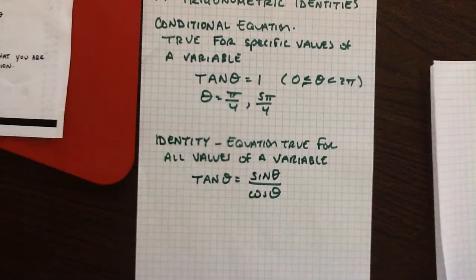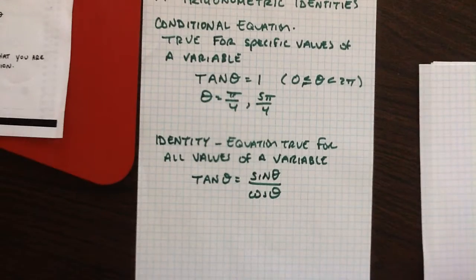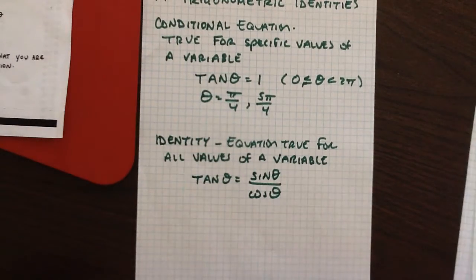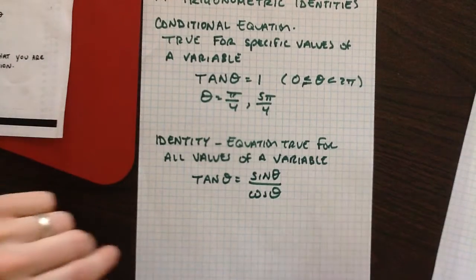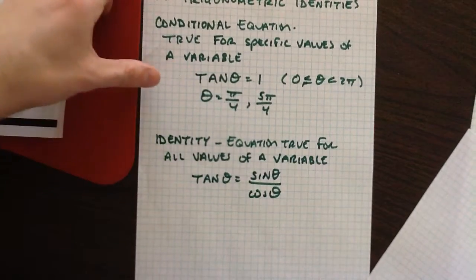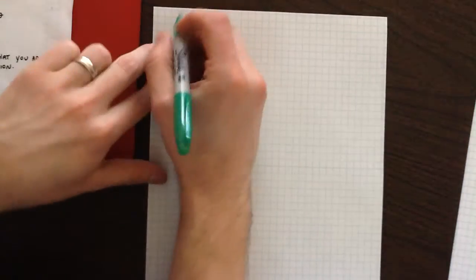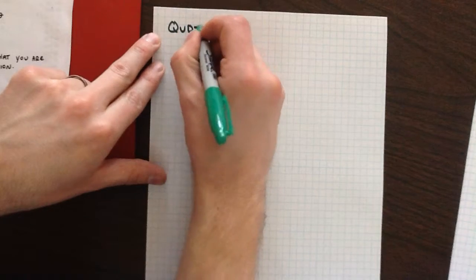We're going to have 3 different general types of trig identities that we're going to look at today, and this is going to guide us for the next month. We've seen some of these already. So we're going to start with our first family called quotient identities. Quotient meaning division.